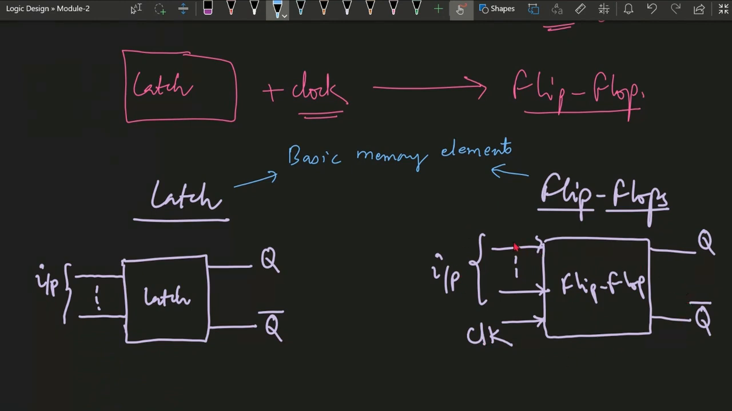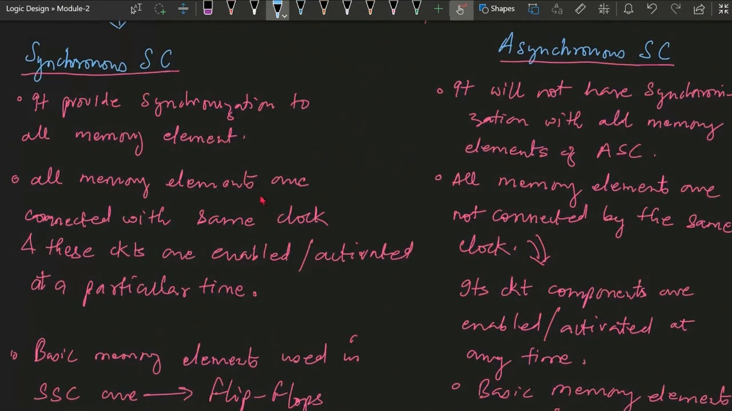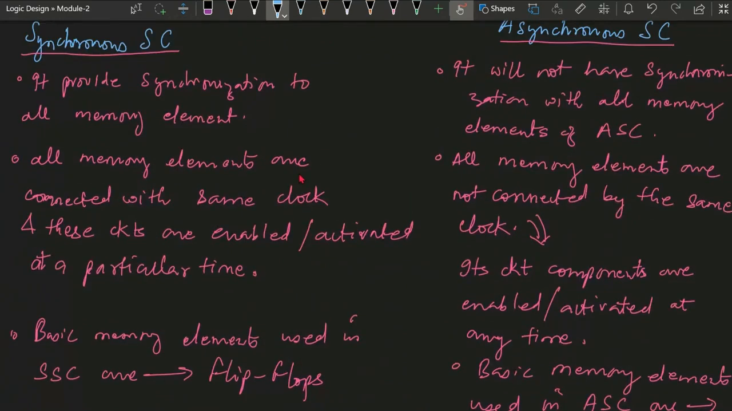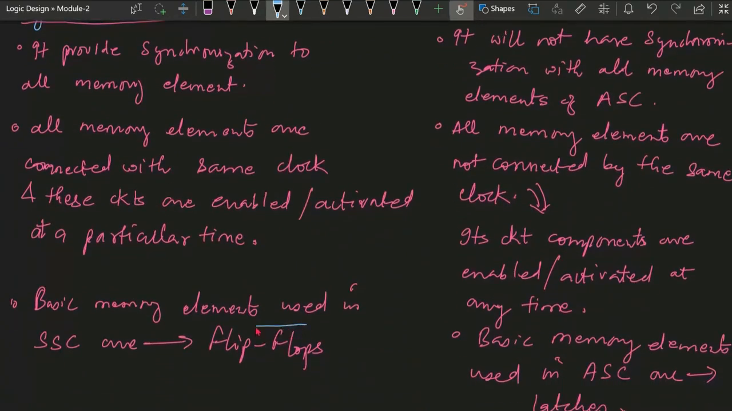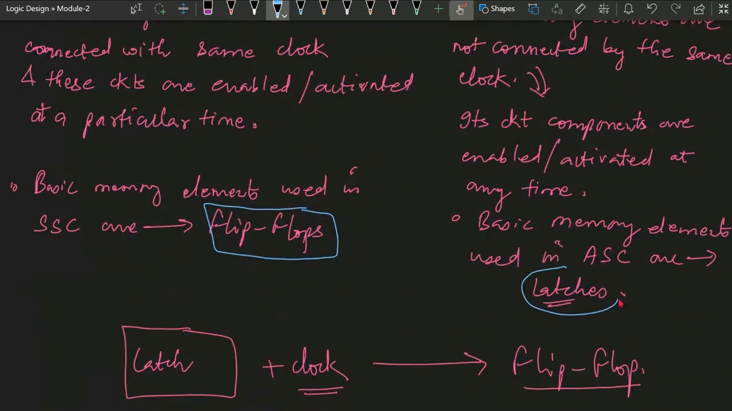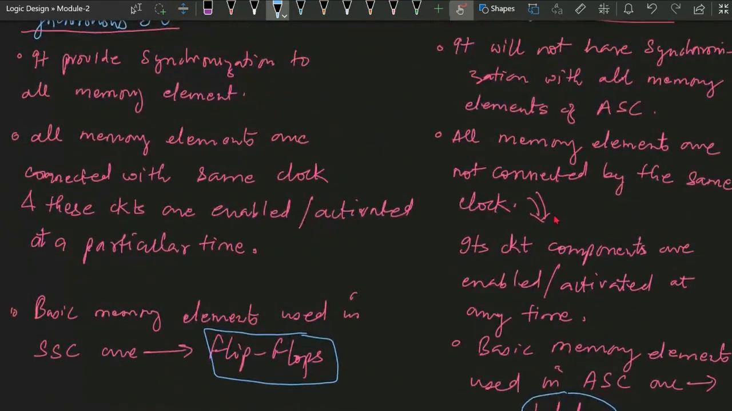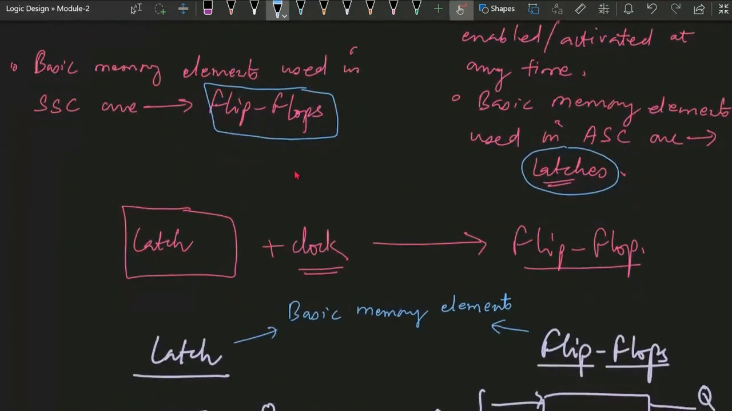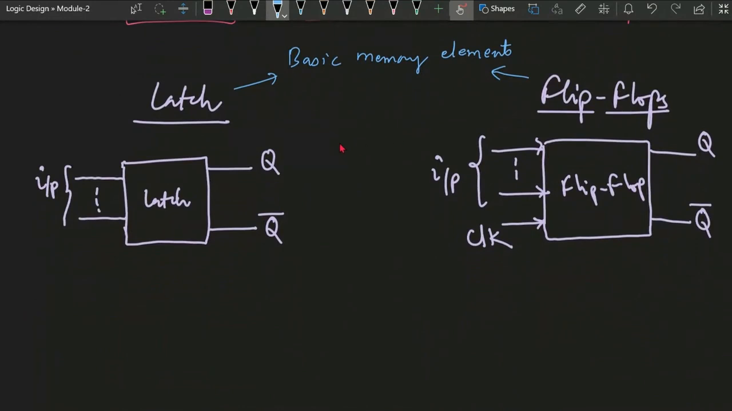So whenever we are going to implement circuits, either synchronous or asynchronous, we generally use flip flops. In synchronous circuits, flip flops will be used for sure, but in asynchronous circuits also, latches are used along with the clock, so it becomes similar to flip flops. But in asynchronous, latches will be used, while in synchronous, flip flops will be used, because synchronization is provided based on the clock, and the clock facility is available only in flip flops. So we will just understand the basic difference between these two.